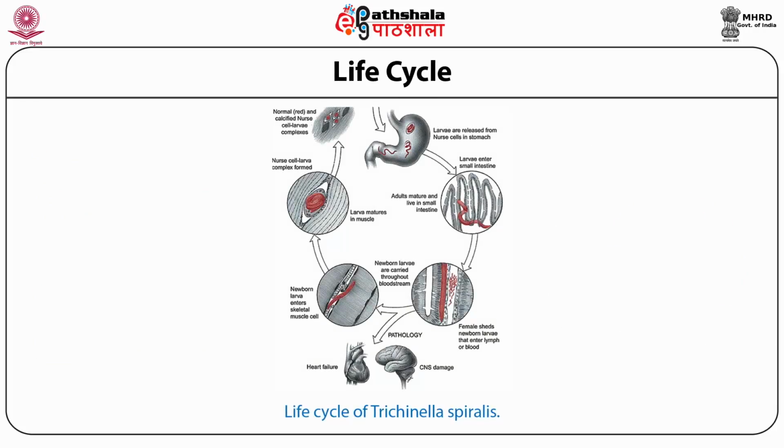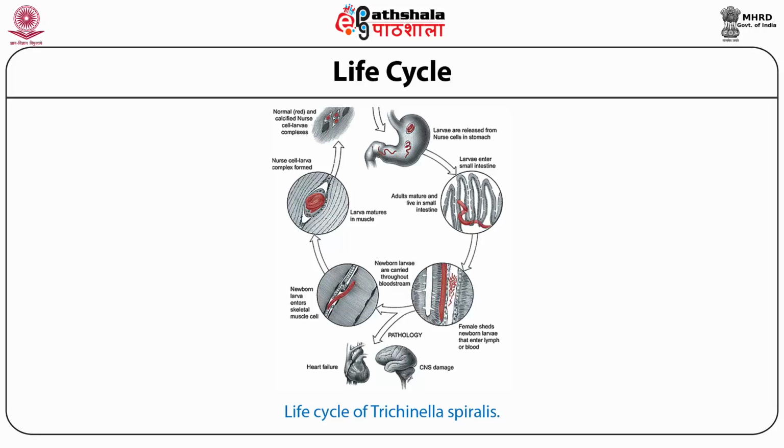Once the infected meat is taken in, the larvae are released from the nurse cells in the stomach due to its pH. The larvae then enter the small intestine. Adults mature and live in the small intestine. The females shed newborn larvae that enter the lymph and blood. The newborn larvae are carried throughout the bloodstream.